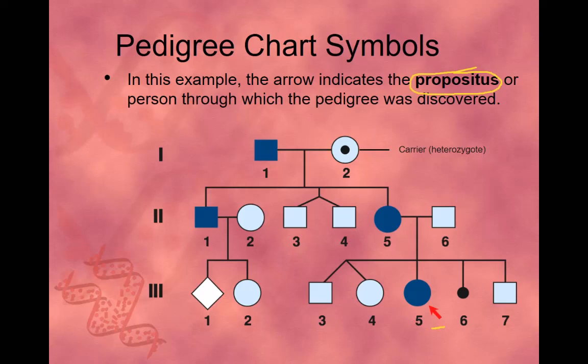All right. In this particular instance, we have a square. What's that represent again? Good, male. And then we've got a circle, which has to represent, good, female. The male in this instance is affected with the trait, and the female in this instance is a carrier, but not affected by the trait.